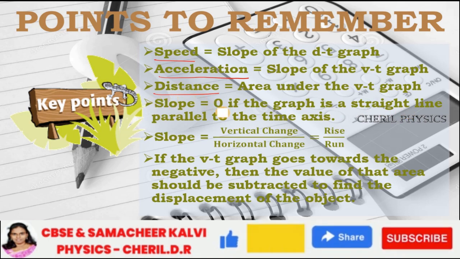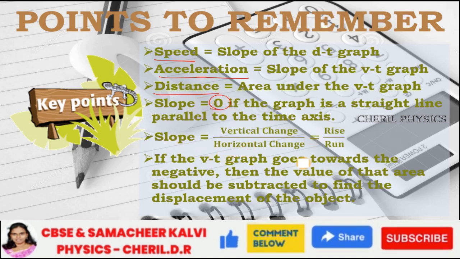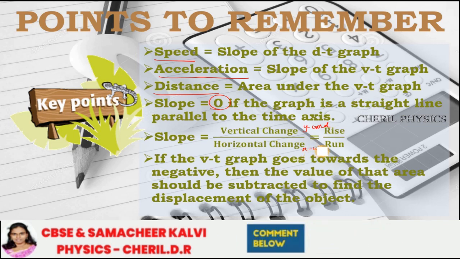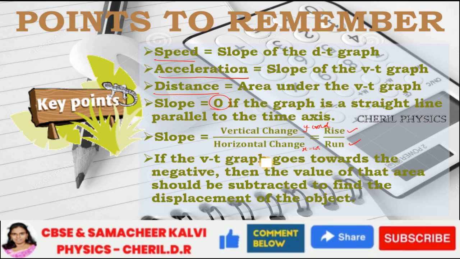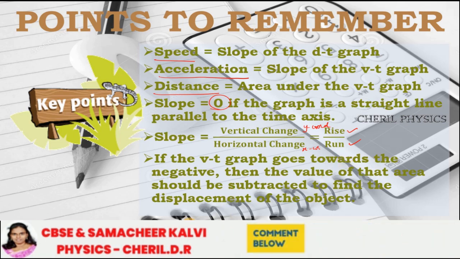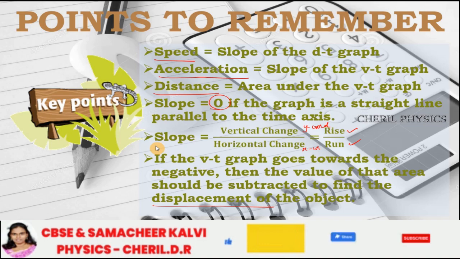If the graph is a line parallel to the time axis, the slope is going to be 0. What is slope? It's nothing but vertical change by horizontal change, or the change in the y coordinate by the change in the x coordinate, and it is nothing but rise by run. In case the velocity time graph goes negative, that value will be subtracted to calculate the displacement of the object. So we've just done a very quick recap of the distance time graph and the velocity time graph.